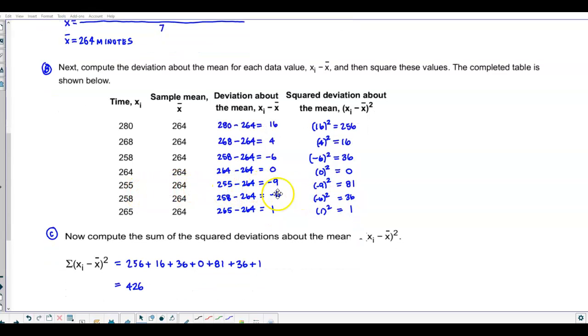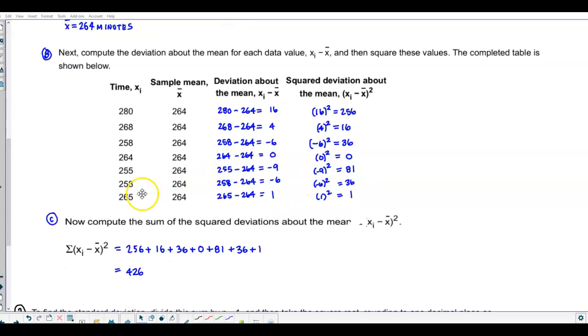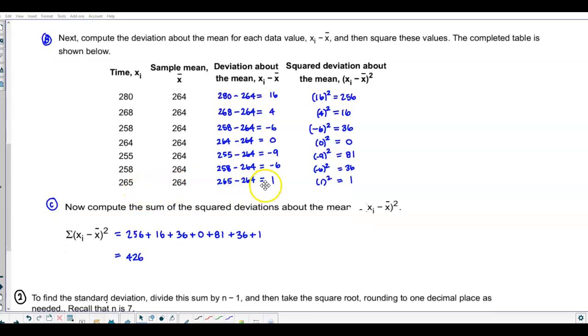255 minus 264 gives us negative 9. Negative 9 squared is positive 81. 258 minus 264 gives us negative 6. Negative 6 squared is positive 36. And 265 minus 264 gives us 1, and then 1 squared is 1.